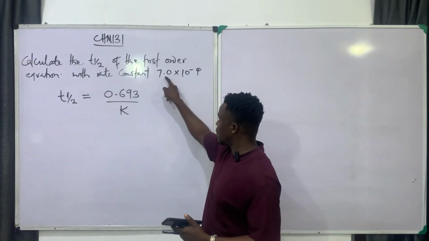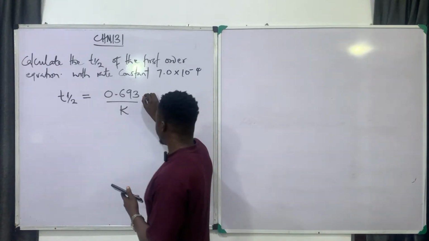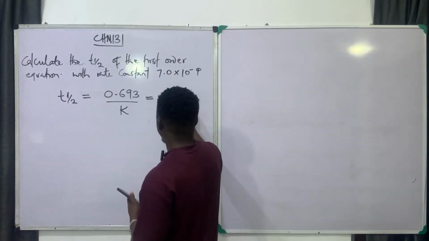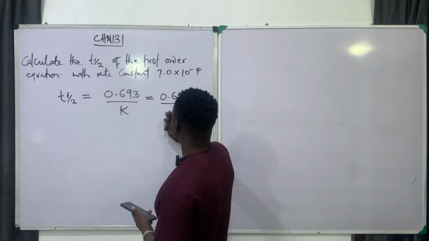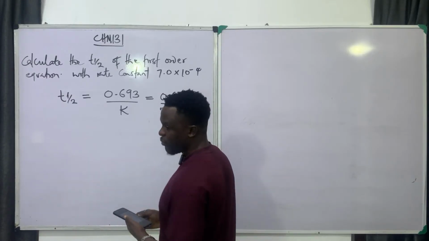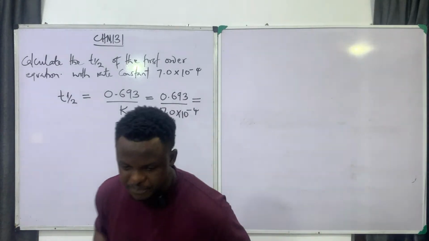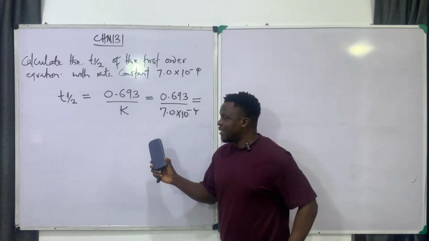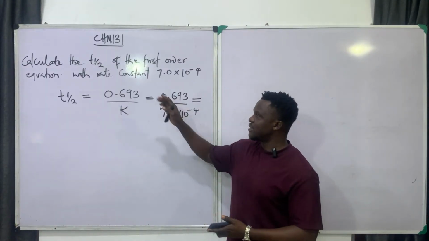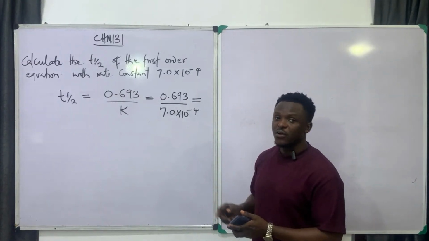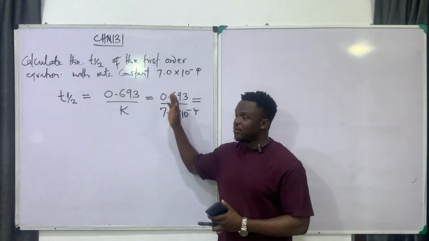Now, this K is a rate constant. So I'll come here, I'll simply say 0.693 divided by K. Now, what is the value of this? 7.0 times 10 raised to the power of minus 4. Please bear this at the back of your mind that in exams, they may not necessarily give you this first order, right? They might change it to zero order, second order.